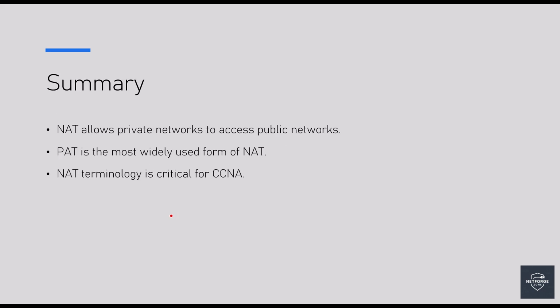So NAT allows private networks to access public networks. PAT is the most widely used form of NAT. In configuration, we call it NAT overload. And NAT terminology is critical for the CCNA exam, so you need to know about that.